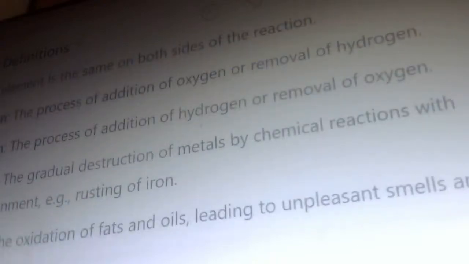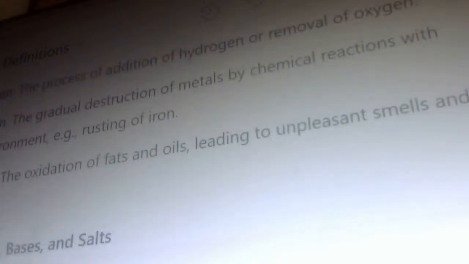Oxidation: addition of oxygen, removal of hydrogen. Reduction: addition of hydrogen, removal of oxygen. Corrosion: gradual destruction of metals by chemical reactions with the environment, like when a metal reacts with the atmosphere and other elements around it, like moisture and chemicals, leading to its destruction. Corrosion of iron. Rancidity: the oxidation of fats and oils, giving unpleasant smell and taste.